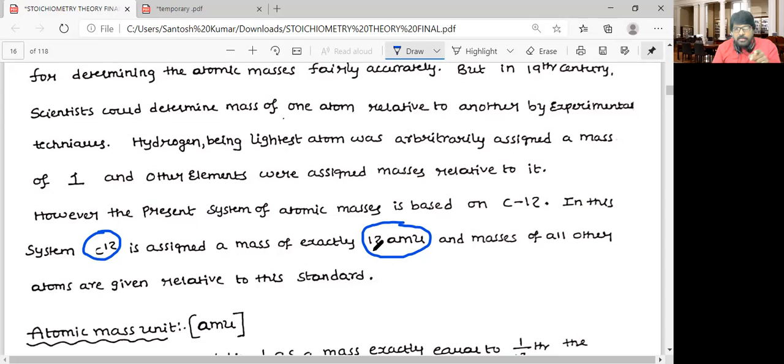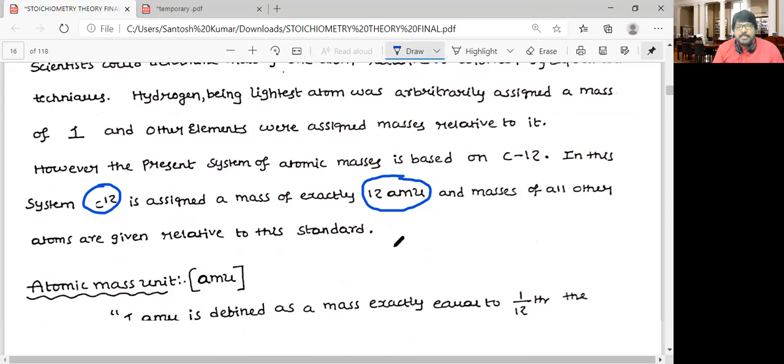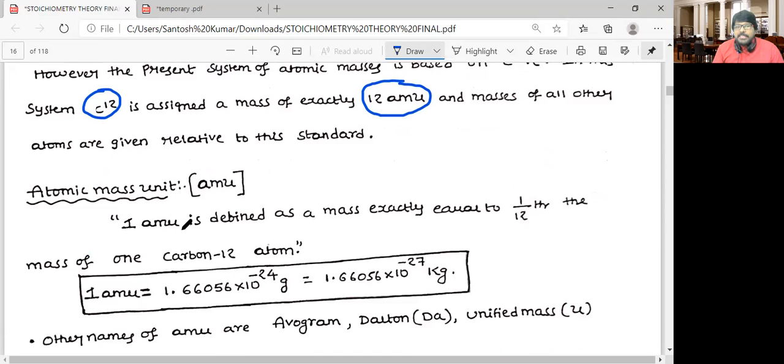Whatever scale we have taken in the previous example, what was the length we have taken? 30 centimeters. Here also, you have to imagine the same thing. What is its mass? 12 AMU. What is the full form of AMU? Atomic mass unit. AMU, atomic mass unit.